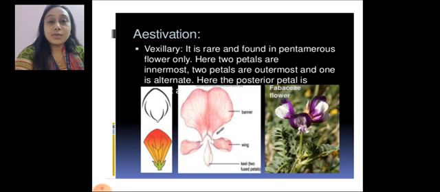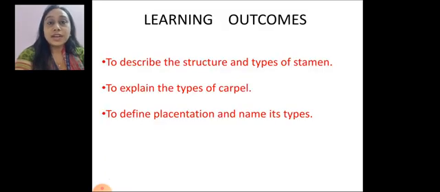So let us see what the learning outcomes for today's class are. In this class, we are going to describe the structure and the types of stamen. We are going to explain the types of carpel present in different flowers. We are going to define placentation and name the different types of placentation also. So let us get started with today's topics.